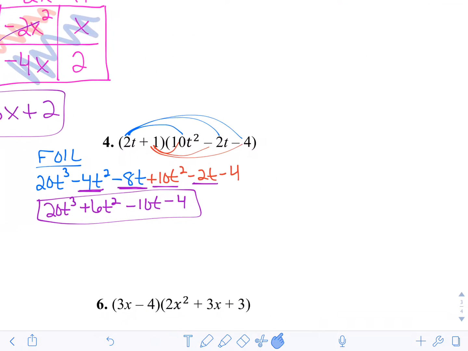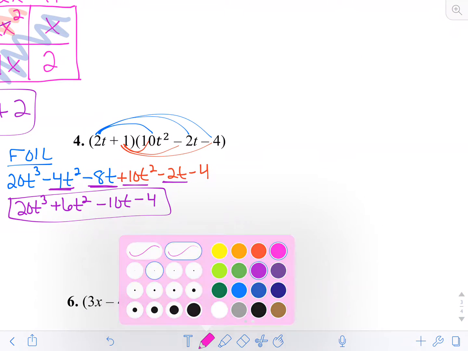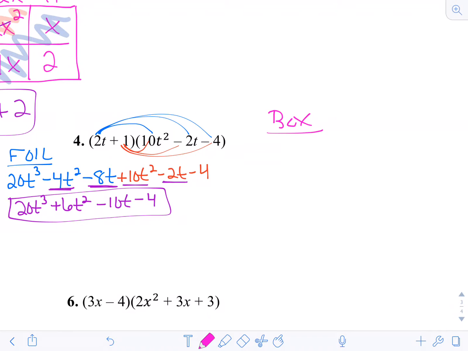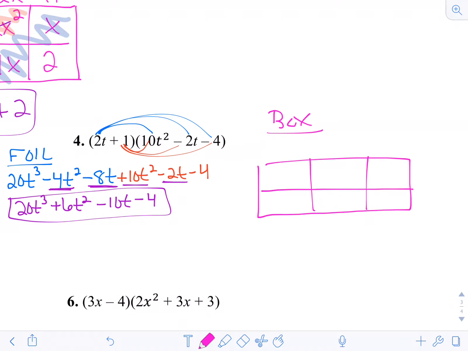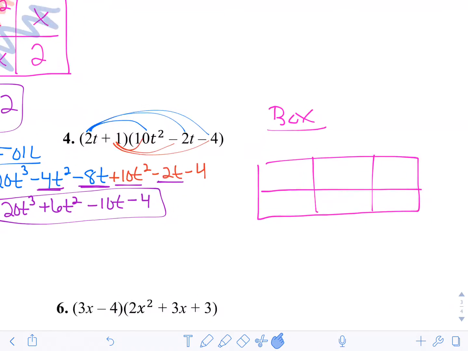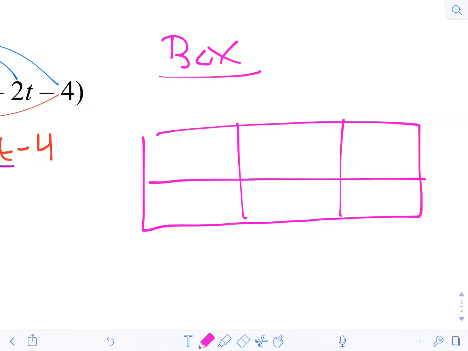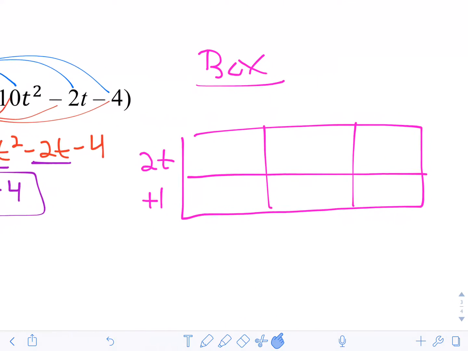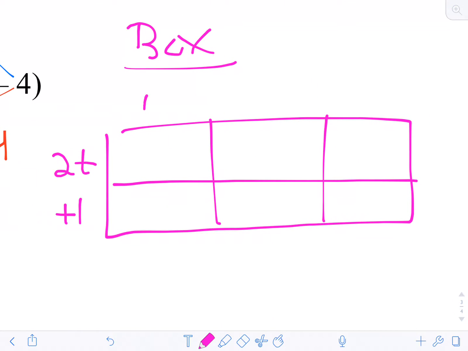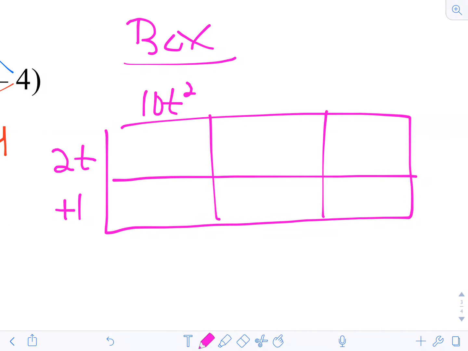Okay, for the box method, we're just going to have a little bit of a longer box. So we have, let me zoom in a little bit. We have 2t plus 1 and 10t squared, was it minus 2t? Yep, minus 2t minus 4. Okay, so for your box method, we just multiply this out.